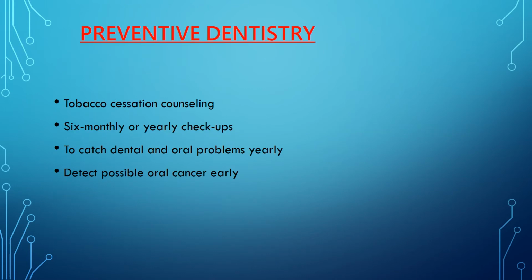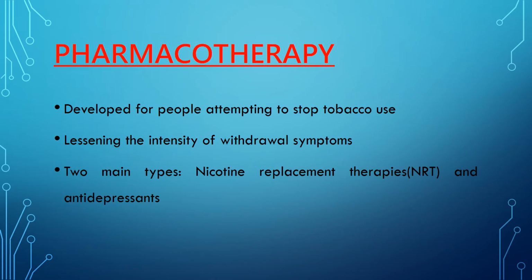Preventive dentistry. Tobacco cessation counseling, 6 monthly or yearly checkups to catch dental and oral problems, and detect possible oral cancer early. Pharmacotherapy. This pharmacotherapy is developed for people attempting to stop tobacco use, lessening the intensity of the withdrawal symptoms. There are two main types: nicotine replacement therapies and antidepressants.